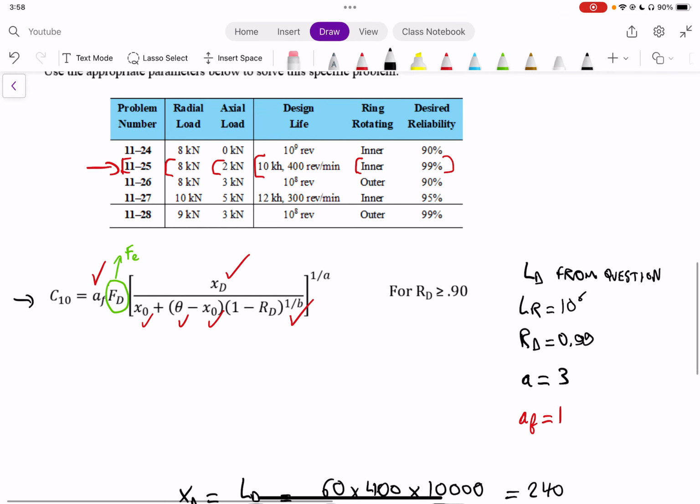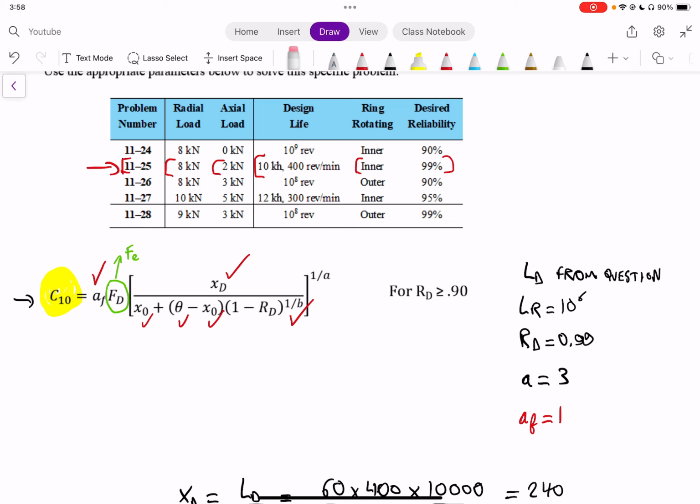And to find an appropriate bearing in table 11.2, what we need to find is C10. So that's why we're using this equation here. Our goal is to find C10, and therefore we need to find everything on the right side to be able to find C10. In the previous example problem, in the previous video, we had to rearrange this equation to find XD because we were given C10. In this case, we have to find C10.